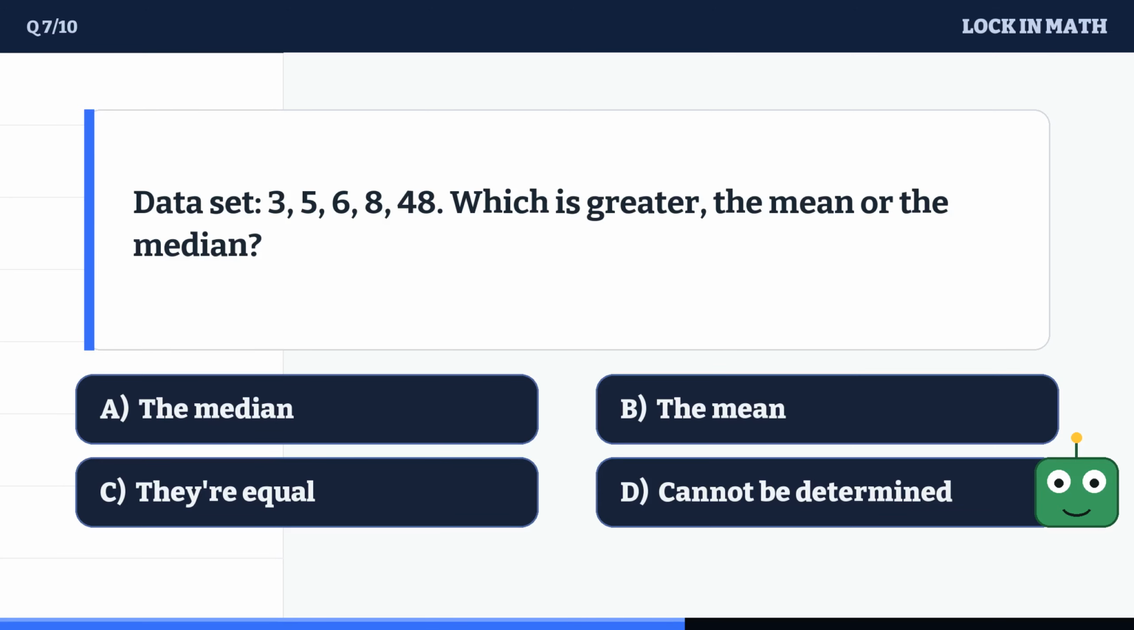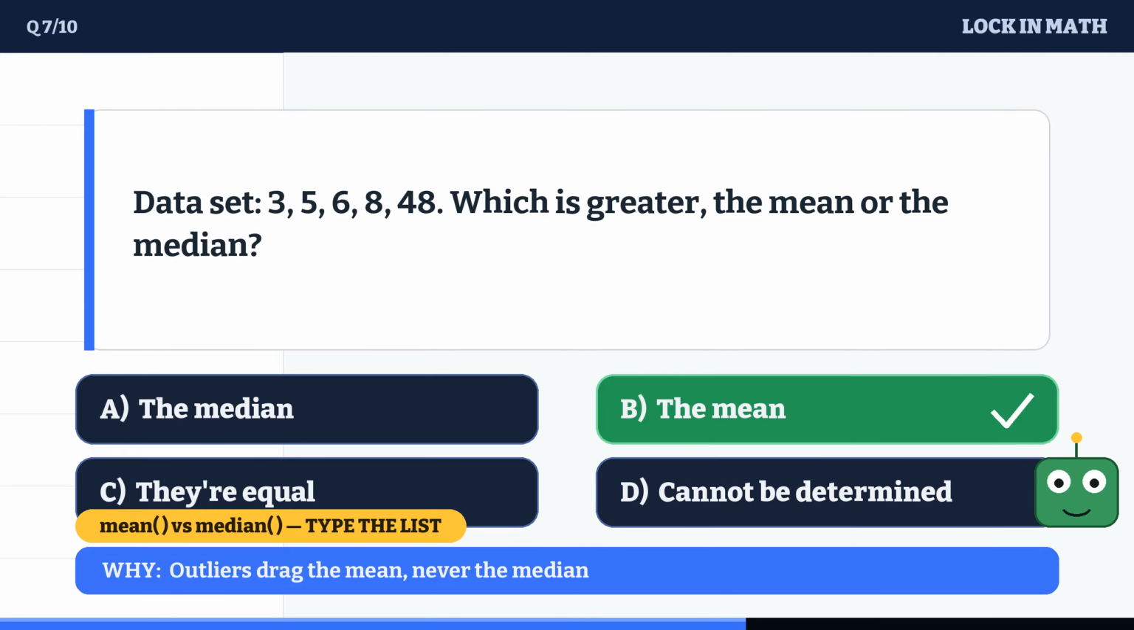Here's a data set: 3, 5, 6, 8, and 48. Which is greater, the mean or the median? The mean, and it's not close. The median is 6, but the mean is 14, dragged up by that 48. Outliers yank the mean, the median doesn't care. In Desmos, type mean and median of the list and see both instantly.